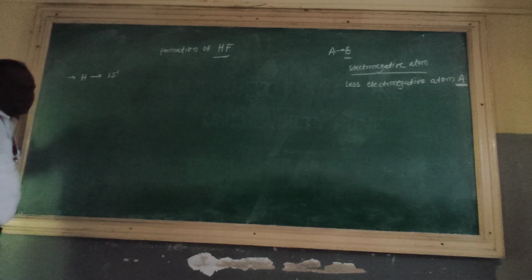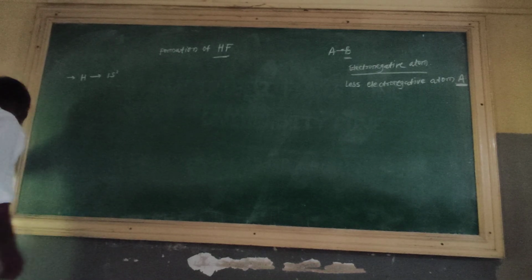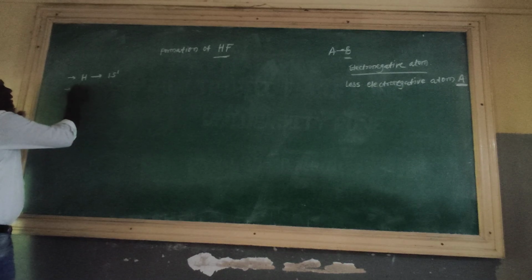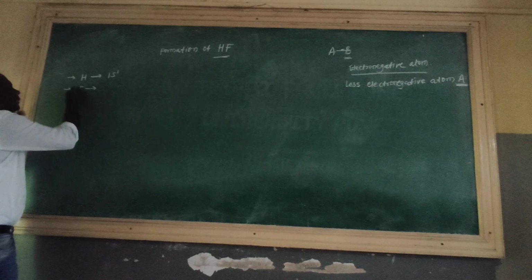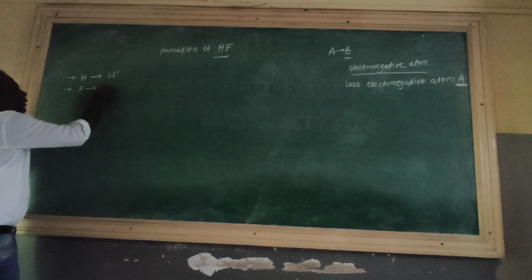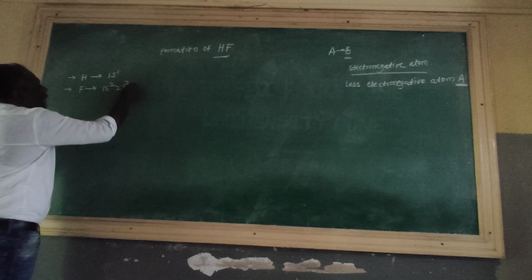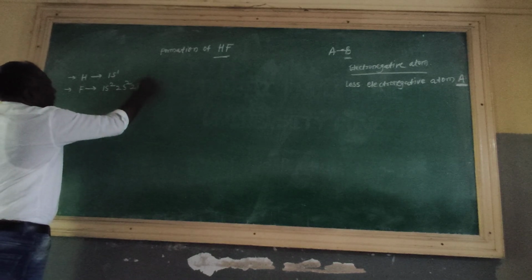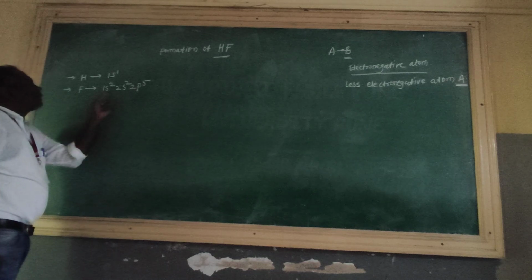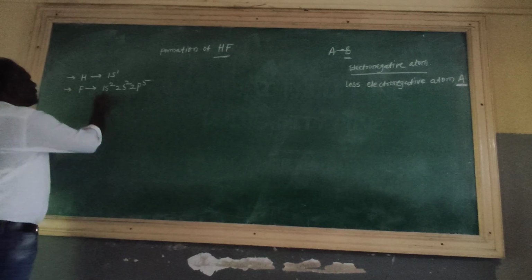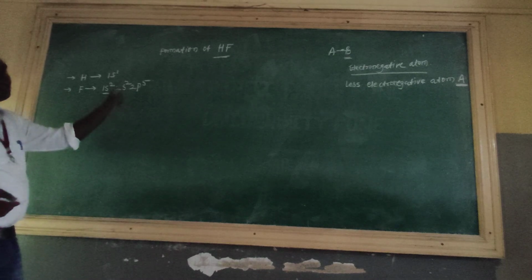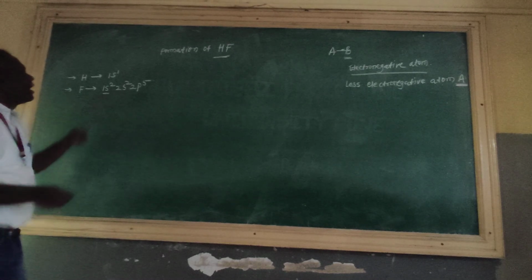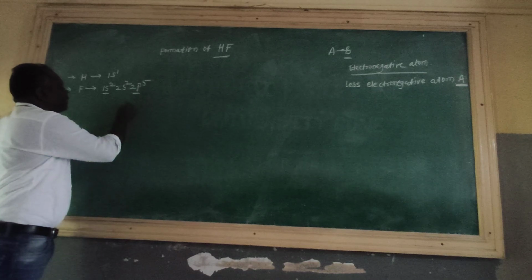of hydrogen atom is 1, and the electronic configuration of the fluorine atom will be, since the atomic number of fluorine atom is 9, therefore, 1s2, 2s2 and 2p5. Right? Out of these orbitals, the 1s orbital will not take part in the bonding. The 2s orbital also will not take part in the bonding. The 2p orbital will take part in the bonding.